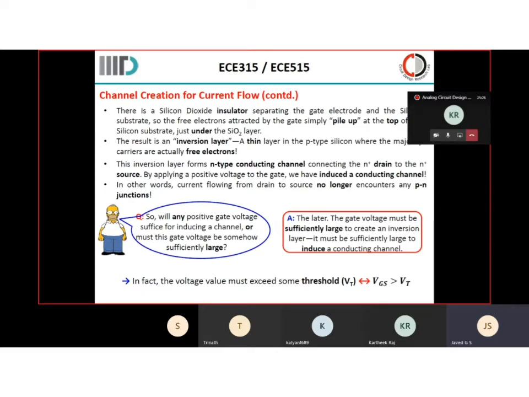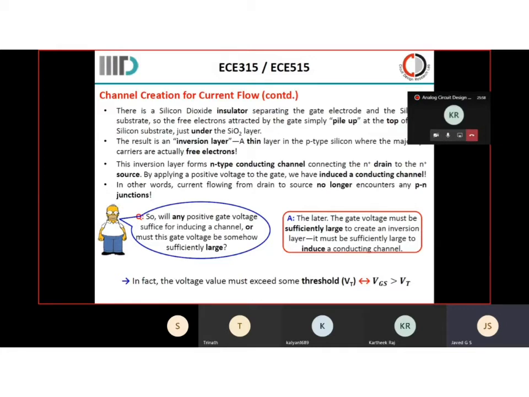Now, this is a very common interview question which is asked. Will any positive gate voltage suffice for inducing a channel, or must this gate voltage be sufficiently large? The gate voltage must actually be sufficiently large to create an inversion layer, because some amount of energy needs to be applied for the layers to be created and for the depletion layer to be created. Once the depletion layer is created is when you will have the MOSFET creation.